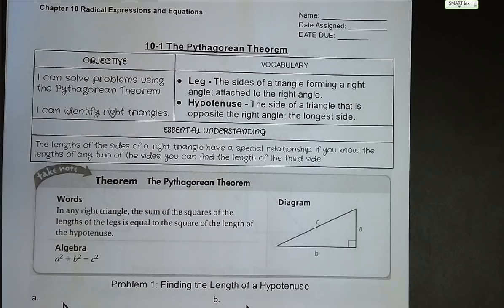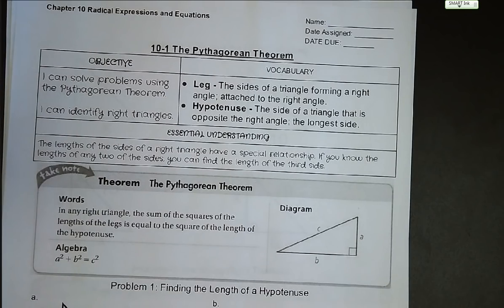Our objective for today is that I can solve problems using the Pythagorean Theorem and that I can identify right triangles. Two new vocabulary words for the day. We have leg, which are the sides of a triangle forming the right angle, and they are attached to the right angle. The hypotenuse is the side of the triangle that is opposite the right angle, and it is also the longest side. It will always be the longest side.